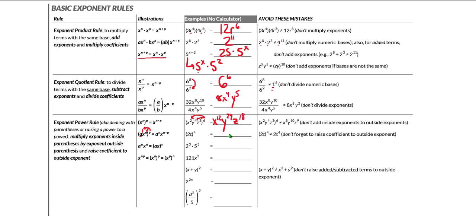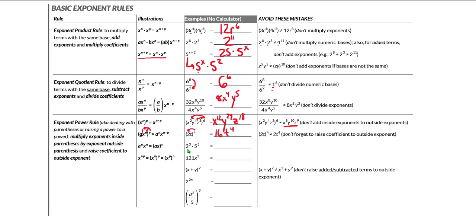Be careful of adding the exponents. Remember, what we are doing here is not the same as what we were doing up here. When we are raising a power to a power, we multiply. We do not add. So do not add your outside exponent and inside exponents. Here we do have a coefficient, so we need to distribute that outside exponent. So we get 2 to the 4th, t to the 4th. 2 to the 4th is 16, so this would be 16t to the 4th.